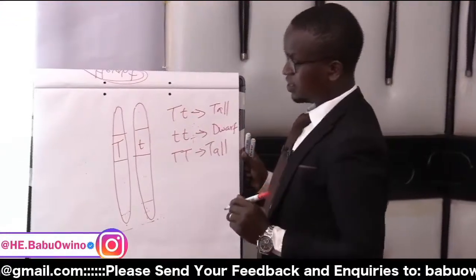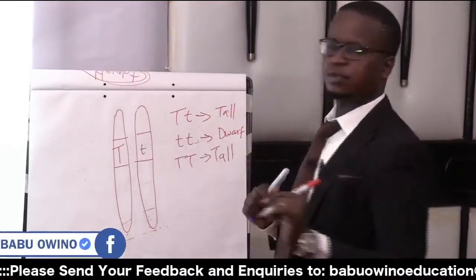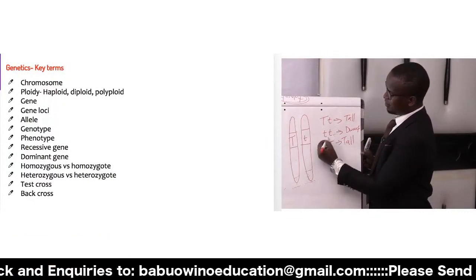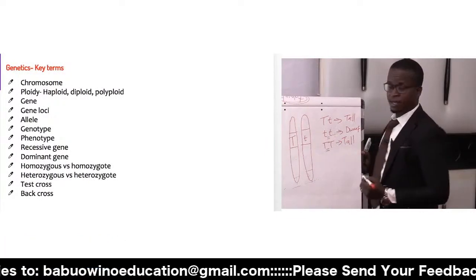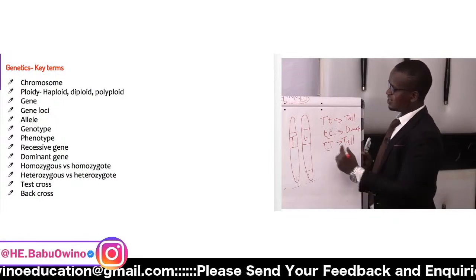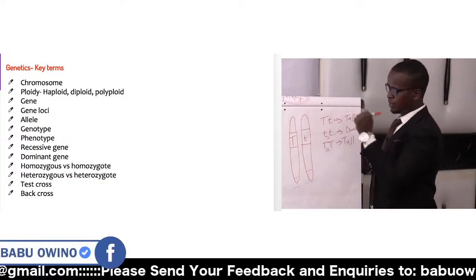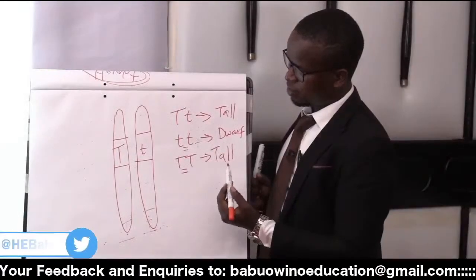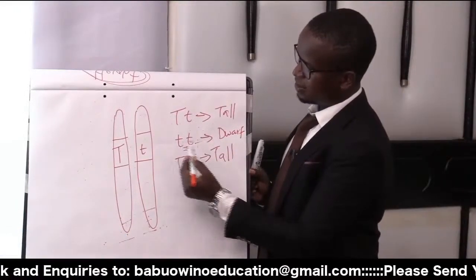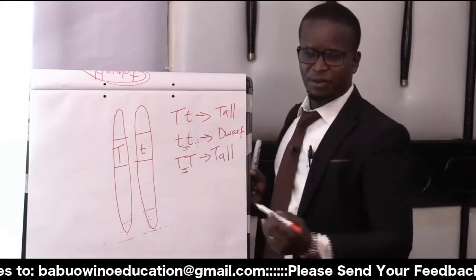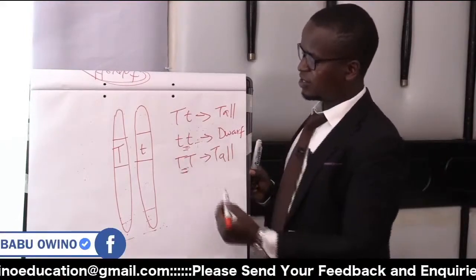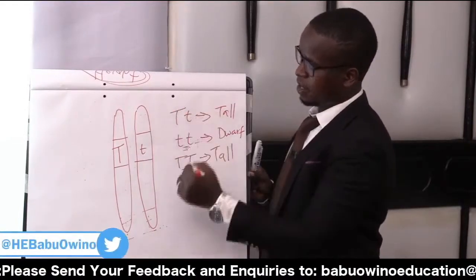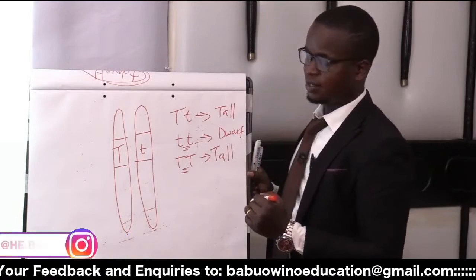So the terms I want us to describe here are homozygous and heterozygous. If for a given characteristic, the alleles are the same in that pair, then we say that that organism is homozygous for that particular characteristic. So if a plant is small t, small t, in terms of genotype, it means this plant is homozygous. This is also homozygous. But how do we distinguish between these two homozygous conditions? Small t, small t is homozygous recessive. Capital T, capital T is homozygous dominant.